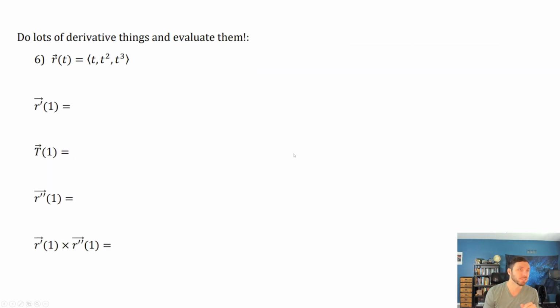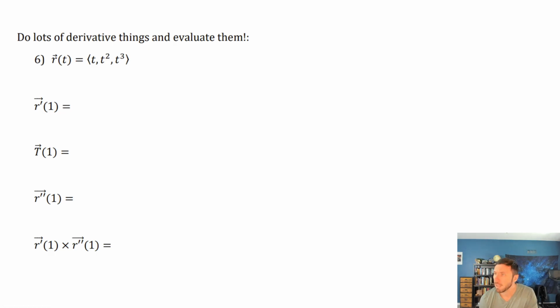All right, let's just do derivative stuff now. If you're kind of overwhelmed by the concepts, let's take a step back. Just do derivative things. Find r prime of 1, find t of 1, find r double prime of 1. You can take the derivative of a derivative. And then actually this is going to have some utility, finding the cross product of 2 derivative ideas in some of the future sections. So feel free if you want to try some of these.